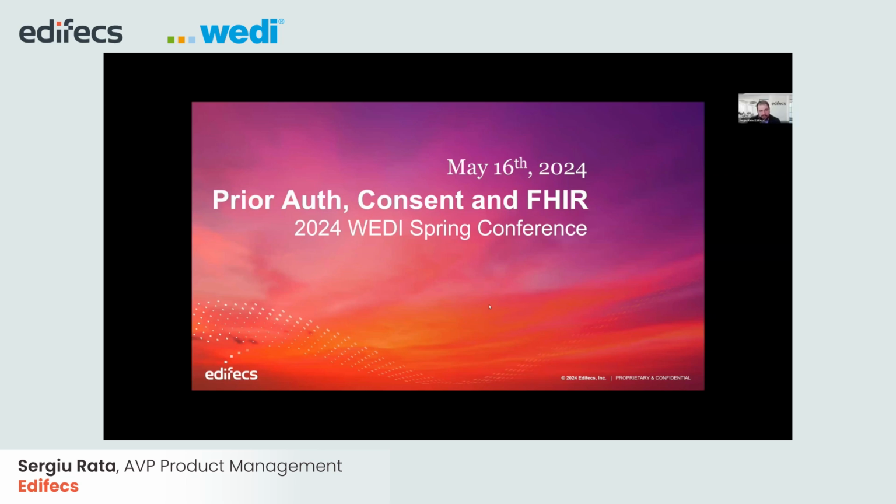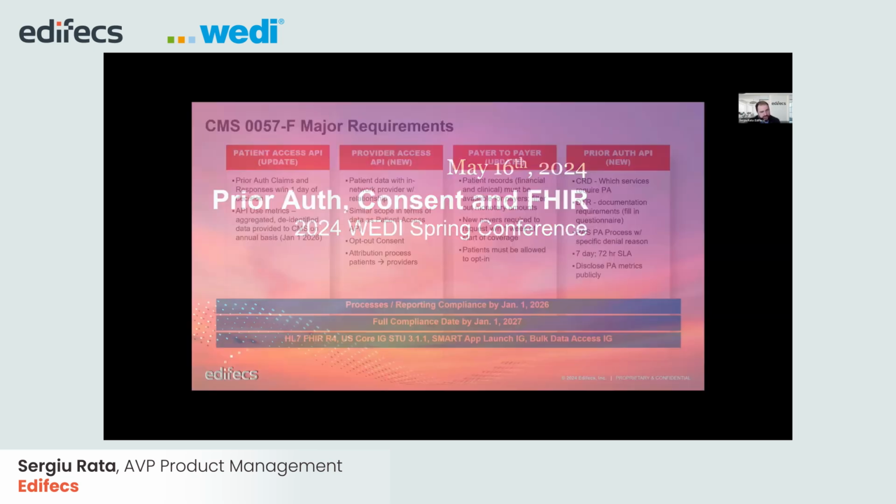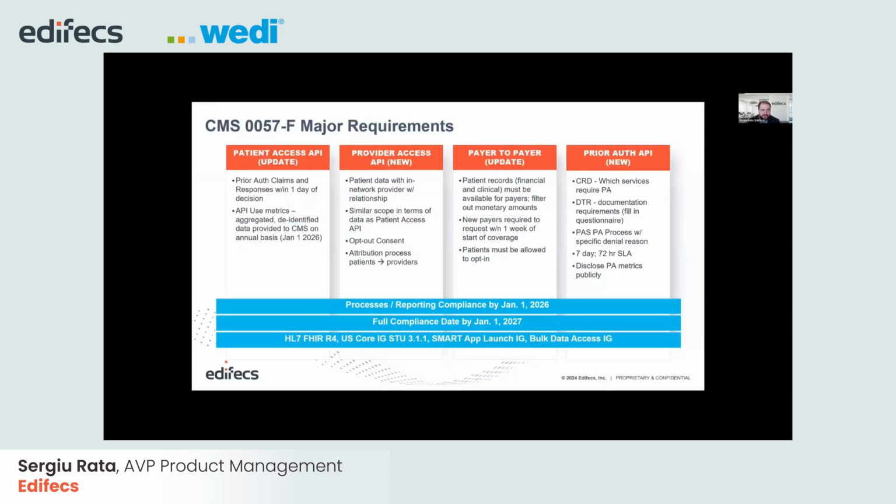So I would like to talk to you about the CMS 57F regulation, but from a little bit different perspective than what's usually covered. But first, just a quick refresher, and I promise I don't have that many slides. I want to get to the demo. But 57F has a number of regulation statutes, but one is related to some updates to patient access API, and the most important one is related to visibility into prior authorizations, and of course some statistics on usage of the prior authorization API itself.